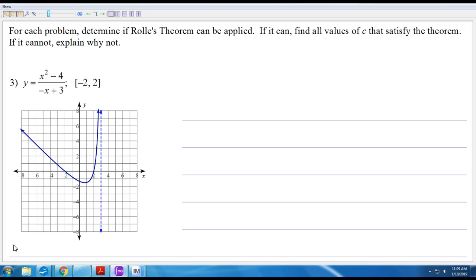So it can be applied because between -2 and 2 we're continuous, and the slope between -2 and 2 is 0. So if it can be applied, our job is to find the values that satisfy the theorem. The theorem says there's going to be a spot where f prime of c equals 0, and our job is to find c. So we're basically just taking the derivative and setting it equal to 0, which I know it's been a long time since we've done derivatives. How do I take the derivative of that? What rule do I need? Quotient rule? You guys remember quotient rule? Maybe. Bottom times the derivative of the top minus the top times the derivative of the bottom, which is what?